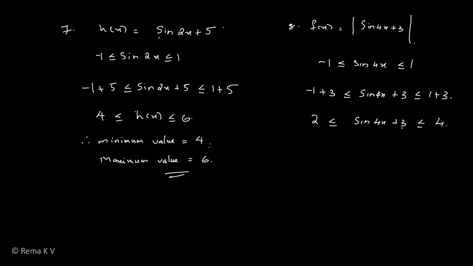So if we take the modulus of this one, you will get the same. So it is 2 less than or equal to f of x less than or equal to 4, because between 2 and 4 all are positive numbers. The modulus of positive numbers gives positive, so 2 less than or equal to f of x less than or equal to 4. Therefore the minimum value is 2 and the maximum value is 4.